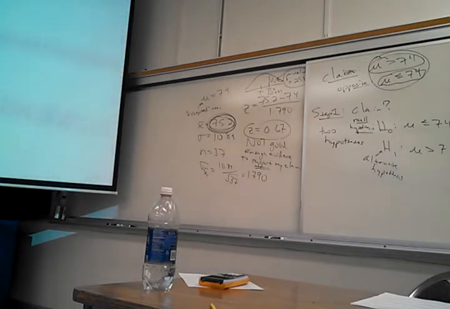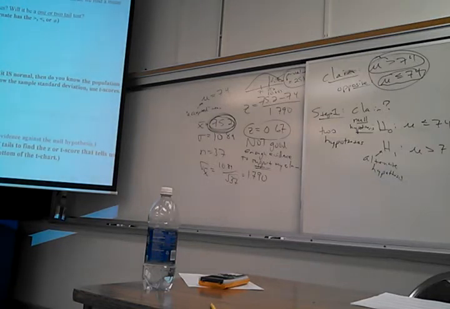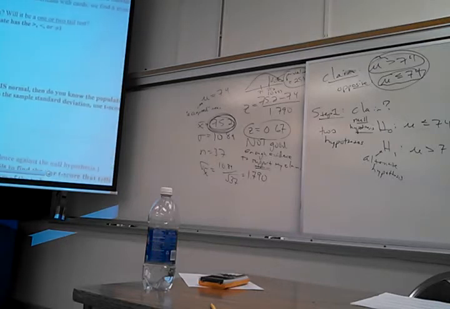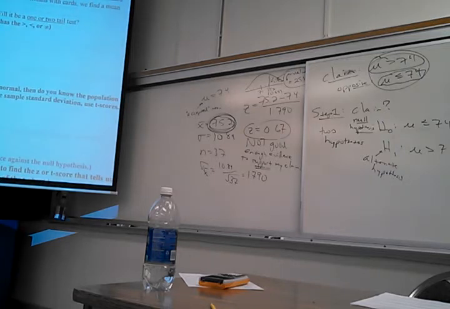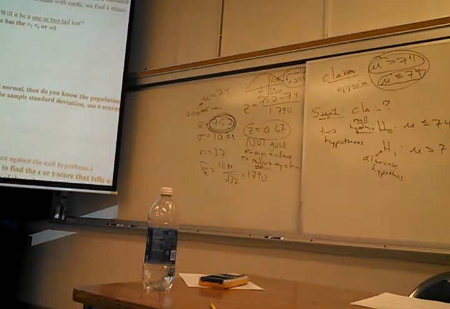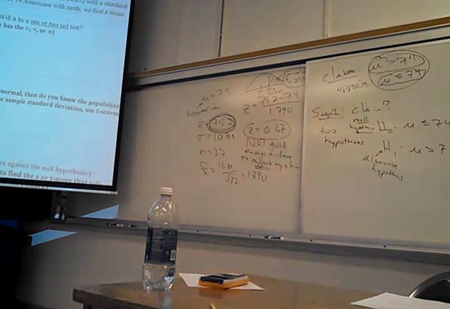So I've got all the five steps. I've really only talked about one step up on the board because that's the one step that's really brand new. So the average credit card debt was this. We think the debt has increased. From a sample of 74 people with cards, we find a mean debt of that. Test the claim using this. So they're going to have to give me alpha.